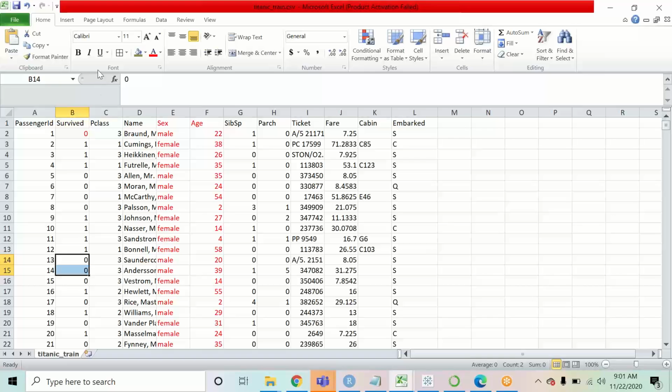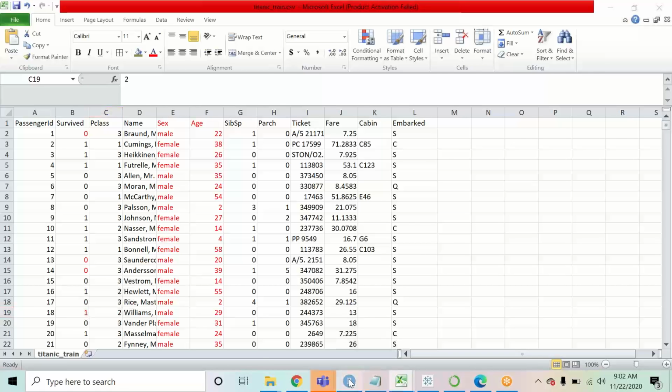Getting it? But there are still some young males who survived also, correct? You can see over here, this is a young male who has survived, but there could be some factor related to it. It could be the class he was traveling in, maybe that impacted that he survived, correct? So that is how all these variables are read by the model, and they give us the answer.